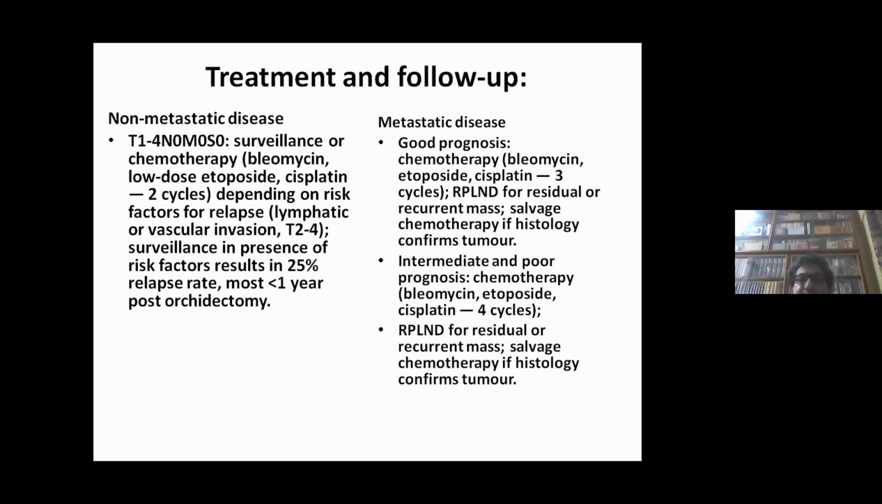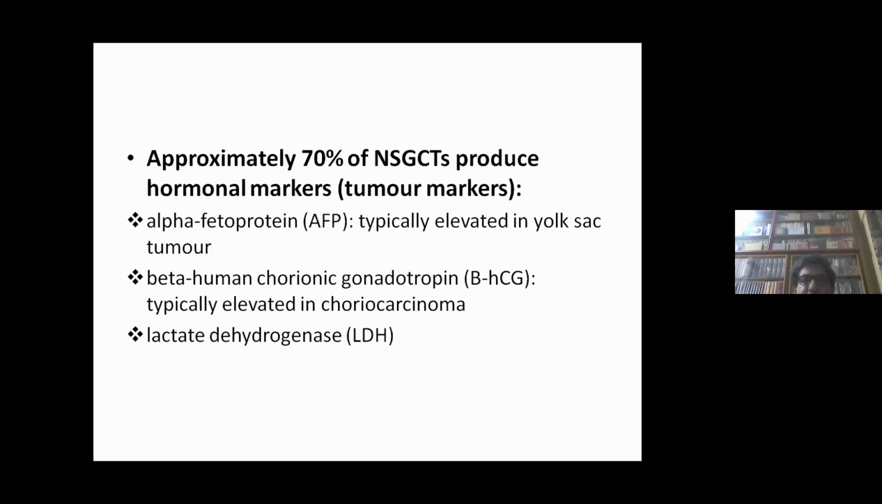Now, metastatic disease. If the patient has a good prognosis: chemotherapy with bleomycin, etoposide and cisplatin, 3 cycles, with RPLND for residual or recurrent mass, and salvage chemotherapy if histology confirms tumor. Intermediate and poor prognosis: chemotherapy with bleomycin, etoposide, and cisplatin for 4 cycles, RPLND for residual or recurrent disease, salvage chemotherapy if histology confirms tumor.